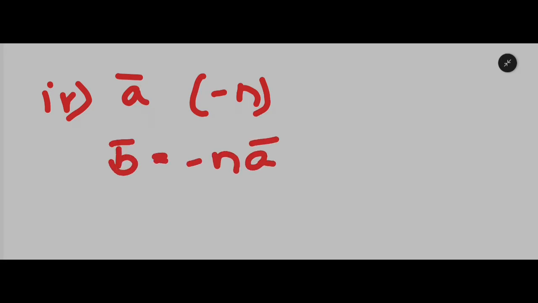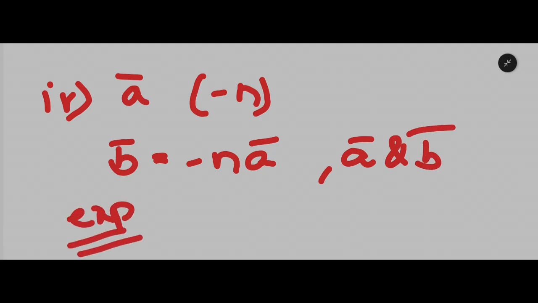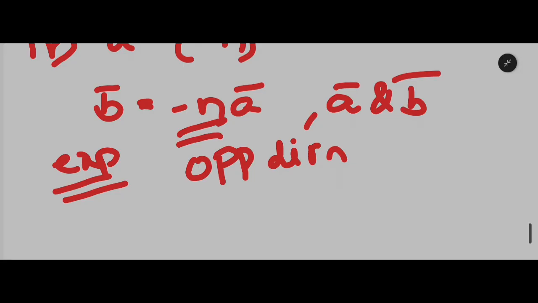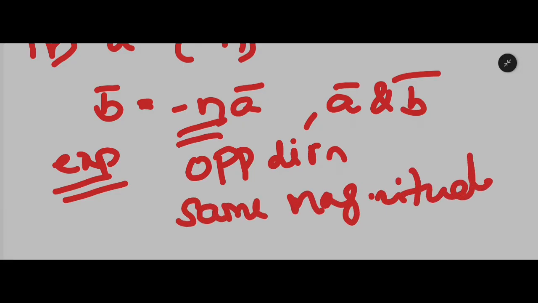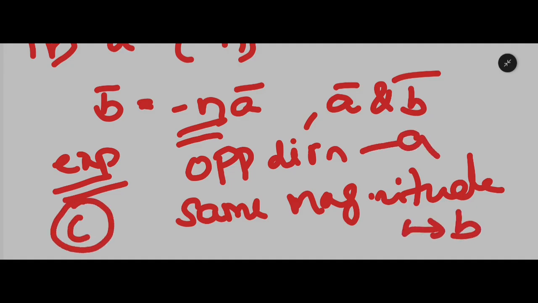Next, fourth one. When A bar vector is multiplied with a negative number, that is minus n, such that B bar is equal to minus n into A bar, then A bar and B bar have... So this point is also discussed in the explanation theory point. When it is multiplied with a negative number, what will happen? It will have opposite direction, but the magnitude will remain the same, I have told, right? Same magnitude and same units. So it is option C, both A and B. This is option A, so option B. So both A and B is the correct answer.